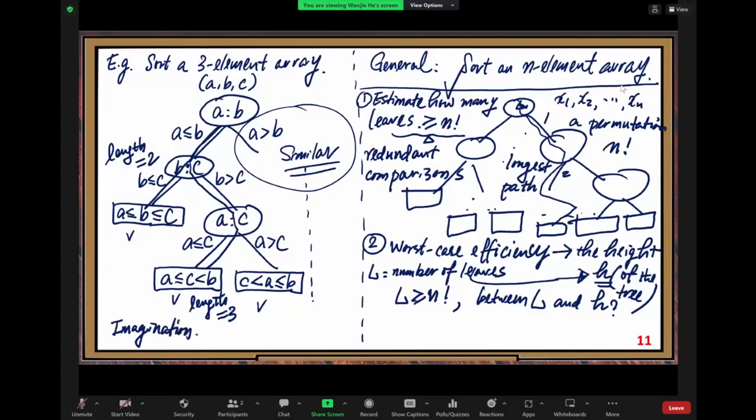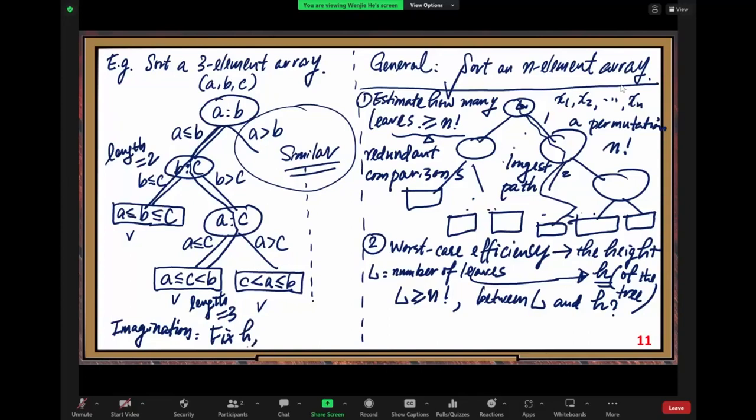So what kind of imagination? All right, think about the height of a decision tree. First we fix the height h. When you do the consideration, we fix that height h. So you draw a binary tree with height h. You fix it.